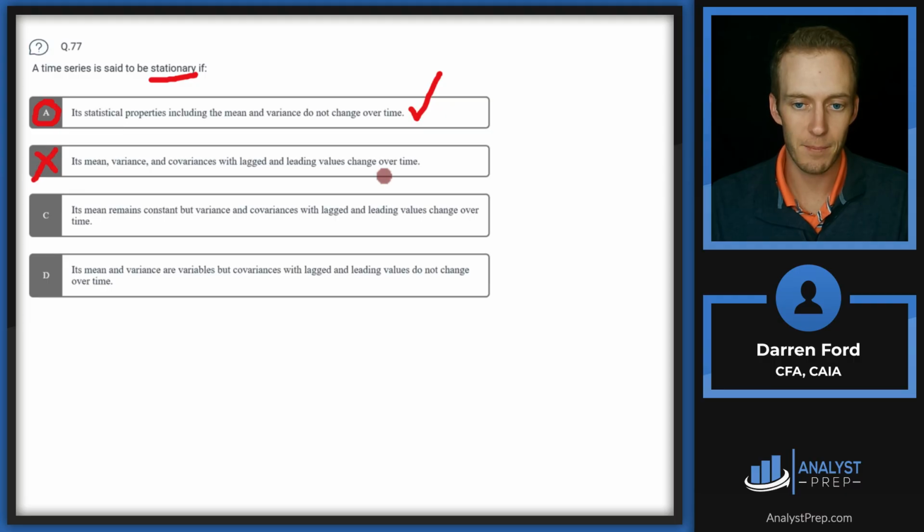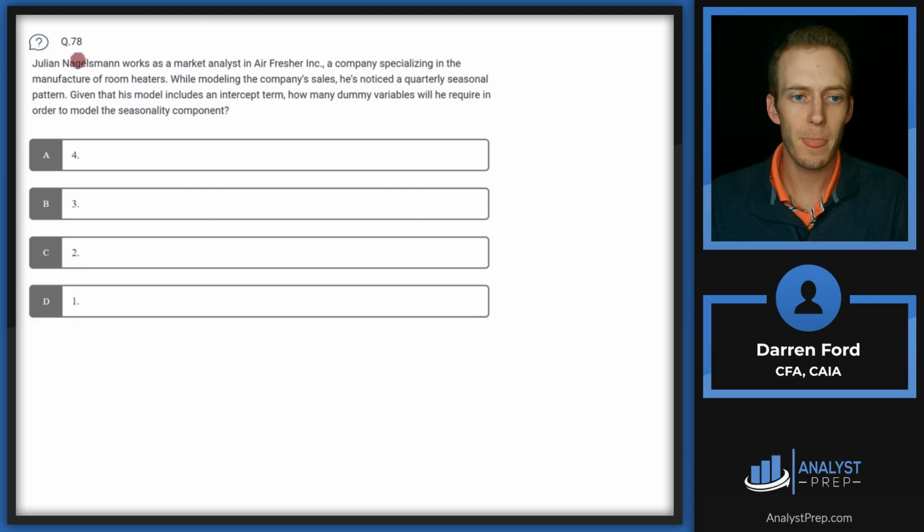If these are changing over time, contrasted to answer A, that means that we're going to have a non-stationary time series. C, its mean remains constant, but variance and covariances with lagged and leading values change over time. These should all be constant, so we can rule out C. And then D, its mean and variance are variables, but covariances with lagged and leading values do not change over time. This answer doesn't really make sense. A is going to be our best answer still here. Answer A.